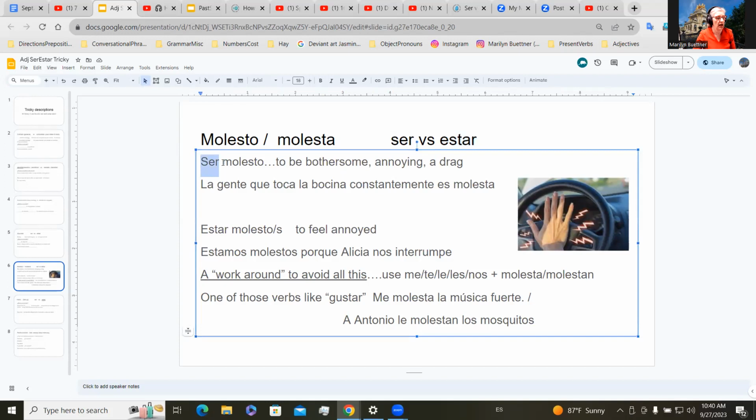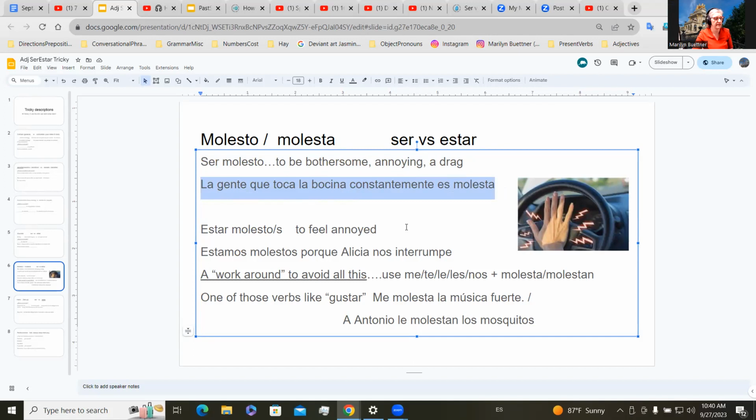Ser molesto, to be bothersome, for something to be truly annoying. It's a real drag. La gente que toca la bocina constantemente es molesta. People who honk their horns nonstop are annoying. And notice that because we're talking about la gente, people, it's got to be es molesta. The horn honkers are a pain in the butt. That's what that sentence is saying. Es molesta, sí. Bien.